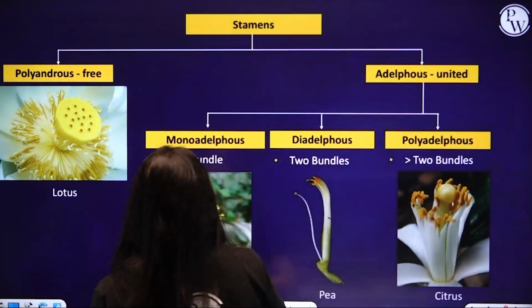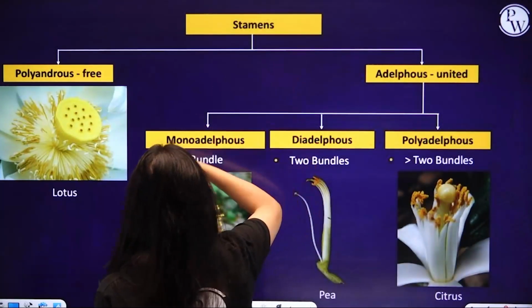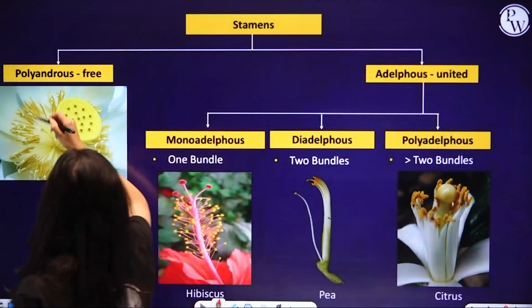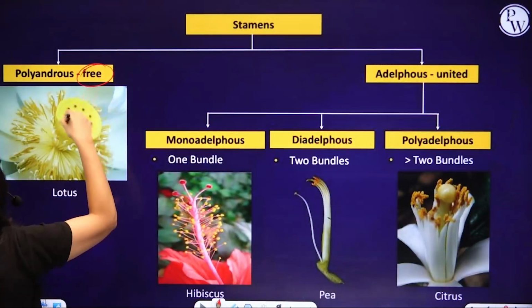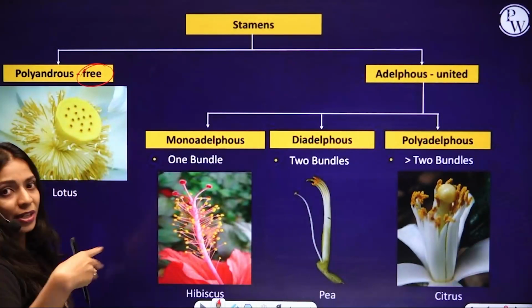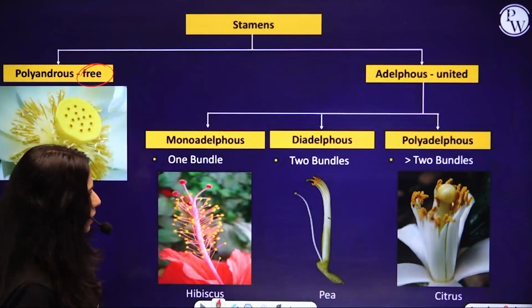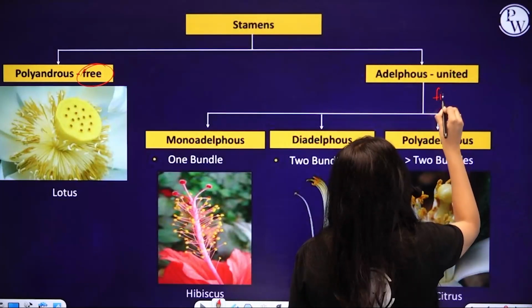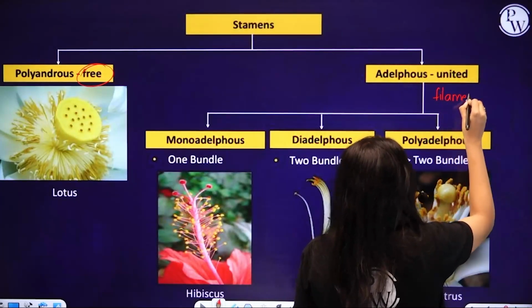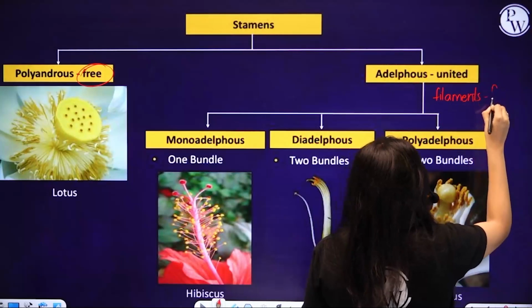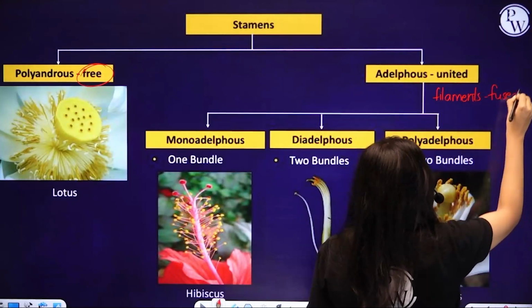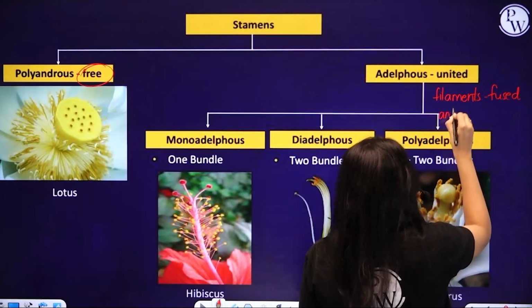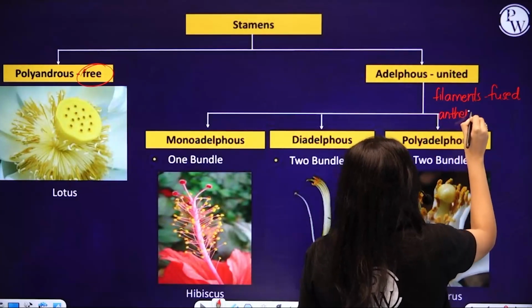Now, stamens attached to itself. Polyandrous is when stamens are free. They are not fused in any part. The filaments are free and the anthers are also free. Adelphous is when the filaments are fused and the anthers are free.